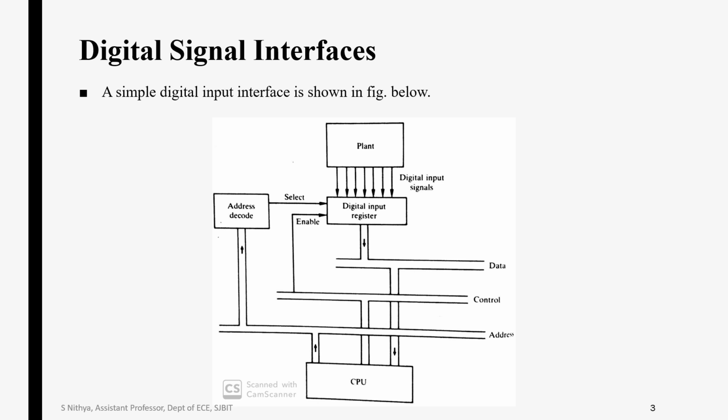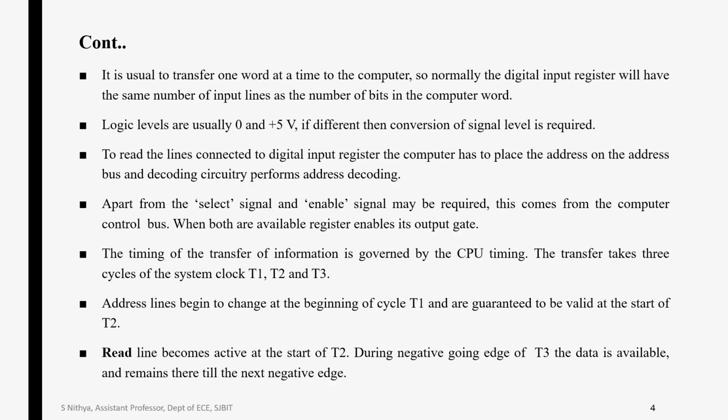So to read the line connected to the digital input register, the computer has to place the address of the register on the address bus, and decoding circuitry is required in the interface to select the digital input register. And this is all about the input interfaces of the digital signals. Okay, now similarly, the same thing is given here also.